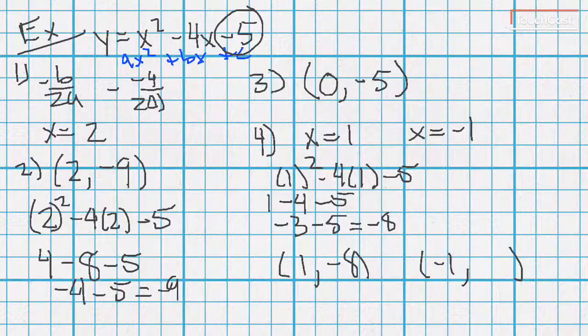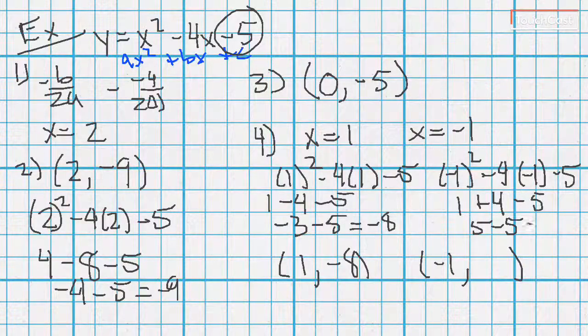And then we plug negative 1 in. So we're going to have negative 1 squared minus 4 times negative 1 minus 5. Well, negative 1 squared is 1. Negative 4 times negative 1 gives us a plus 4 minus 5. Well, 1 plus 4 is 5, and 5 minus 5 is 0. So our other point is going to be at negative 1, 0. So we need to keep these in mind when we now graph.